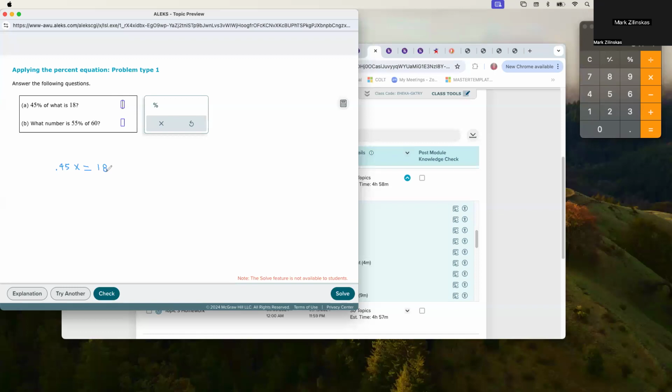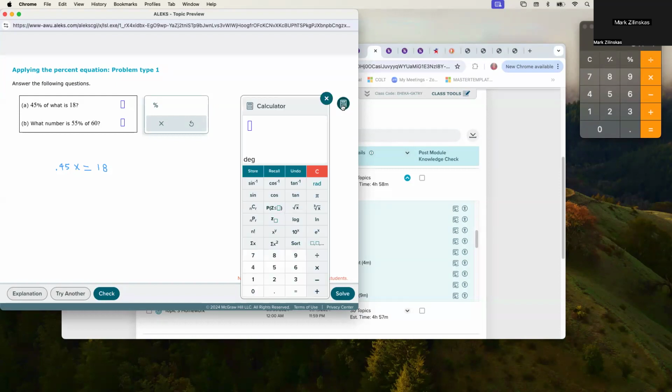So I'm going to come over here to my calculator. If I solve this equation, I would have to divide both sides by 0.45. I'm not going to take the time to write that out, it would make this a lot longer. So if I just take 18 and divide that by 0.45 and hit equals, I get 40 here. So there's my 40.